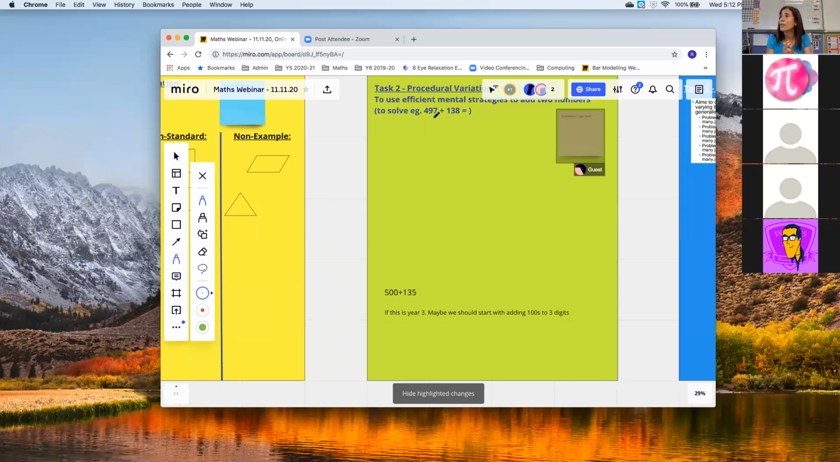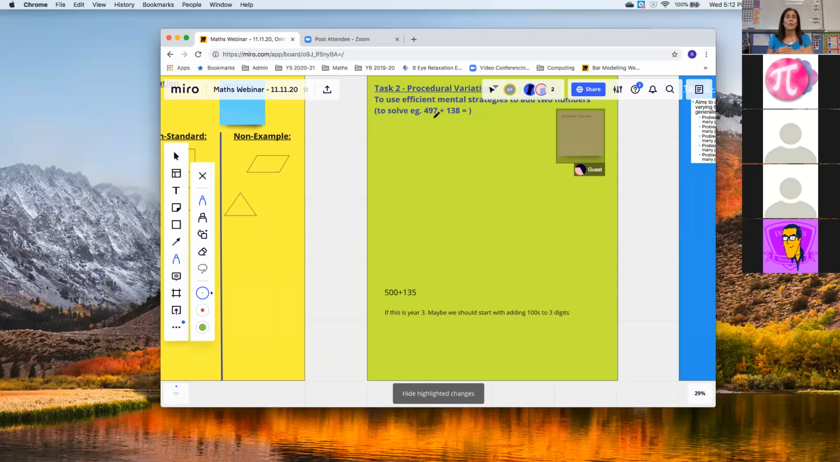If this is year 3, maybe we should start with adding hundreds to 3 digits. Yep, perhaps. That sounds great. So they could do that definitely in their head, 500 plus 135. And then what would be the next step?